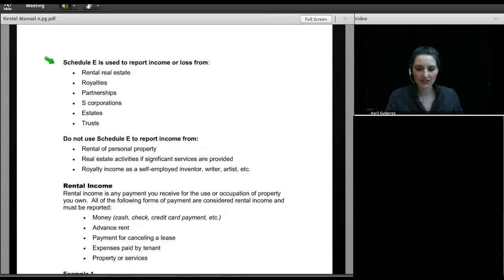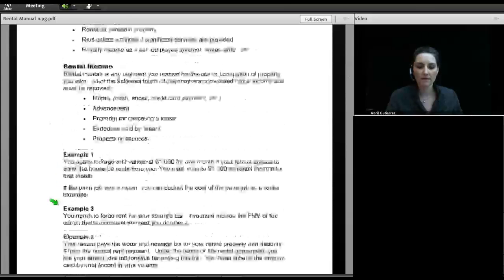So let's take Schedule E from the top. Schedule E is used to report income or loss from rental real estate, royalties, partnerships, S corporations, estates, and trusts. Do not use Schedule E, however, to report income from rental of your personal property, real estate activities in which significant services are provided, or royalty income that you receive as a self-employed inventor, writer, artist, etc.